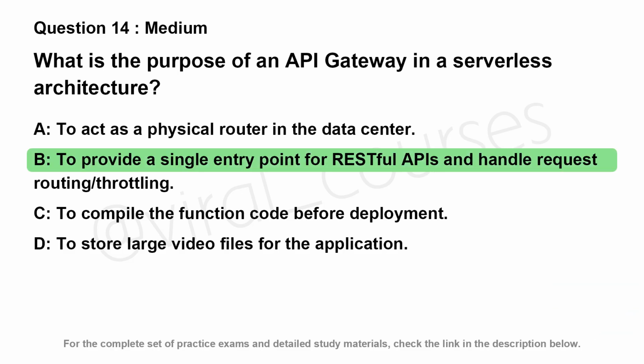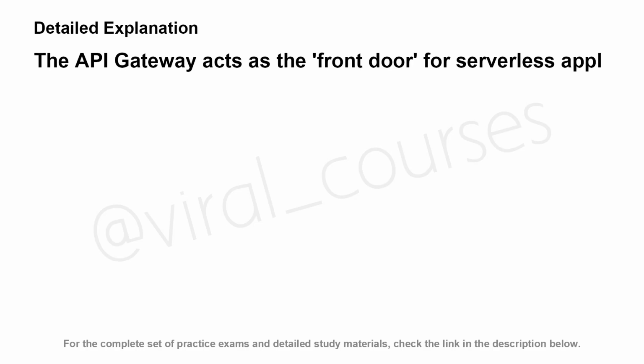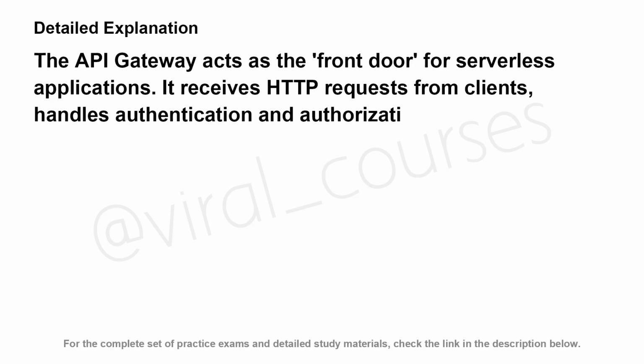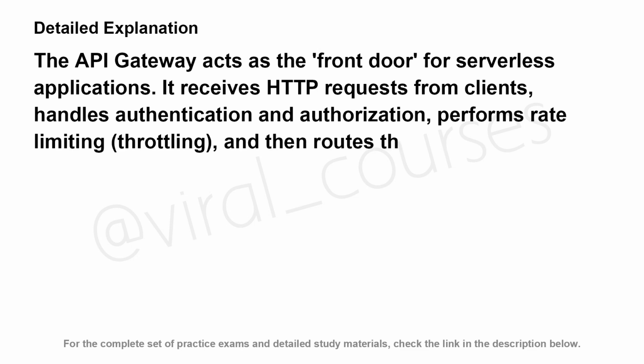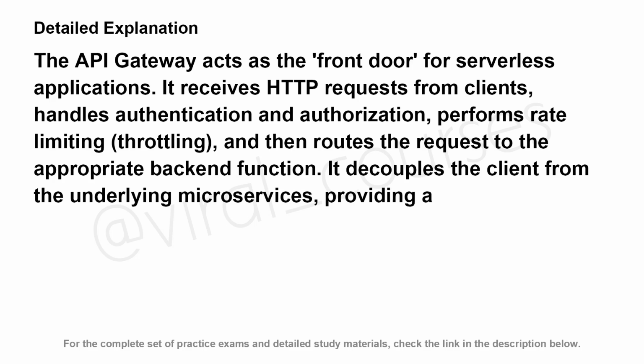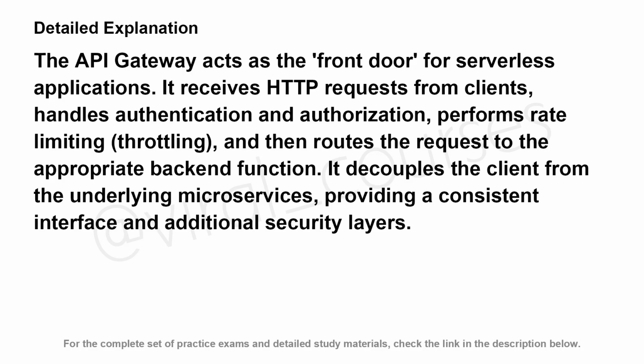The correct answer is B. The API gateway acts as the front door for serverless applications. It receives HTTP requests from clients, handles authentication and authorization, performs rate limiting, throttling, and then routes the request to the appropriate backend function. It decouples the client from the underlying microservices, providing a consistent interface and additional security layers.